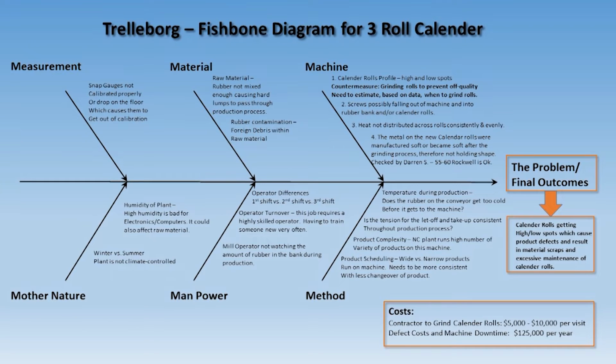We started our project by creating a fishbone diagram of the 3-roll calendar. We brainstormed all the possible causes that gave us the problem. Then we categorized the problem by the 6 M's on our fishbone diagram, which are measurement, material, machine, mother nature, manpower, and method. All the M's lead to the problem, which is the calendar rolls are getting high-low spots, which cause product defects and result in material scraps and excessive maintenance of calendar rolls.